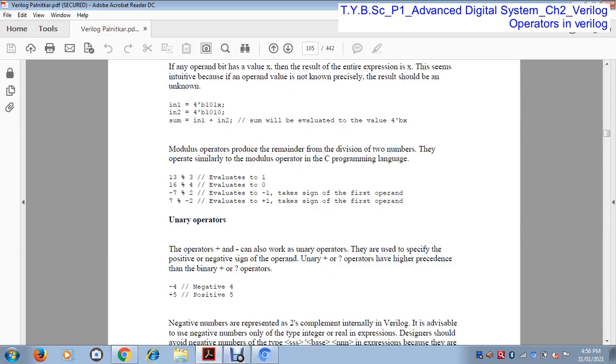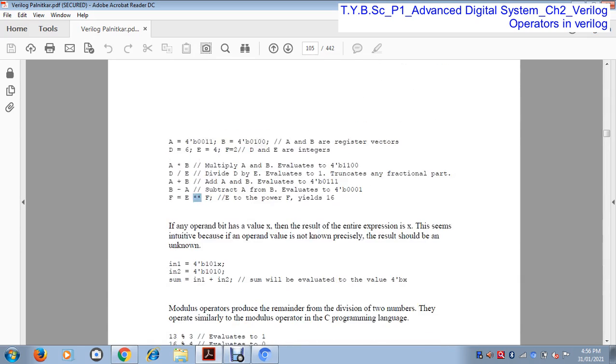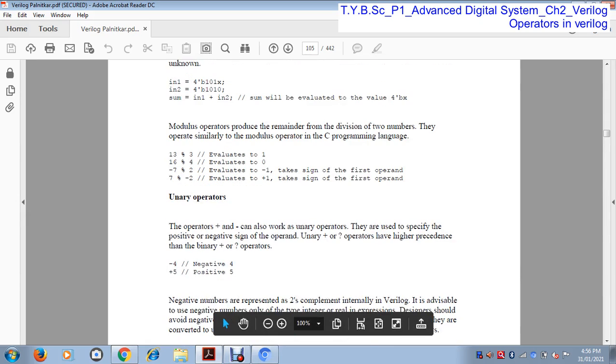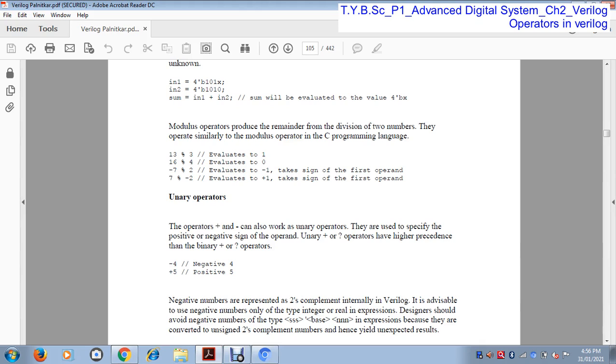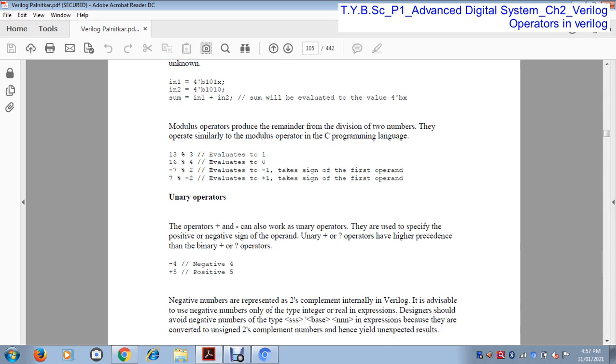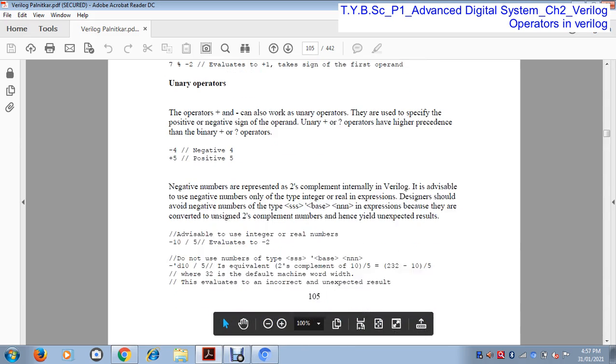Okay. Now unary operator. What does unary operator mean? This operator has only one operand. The operators plus and minus can also work as unary operators. They are used to specify the positive or negative sign of the operand. So minus 4 means negative 4, plus 5 means positive 5. So plus and minus, these two operators can be used as unary operators to represent the polarity or sign of a particular number.